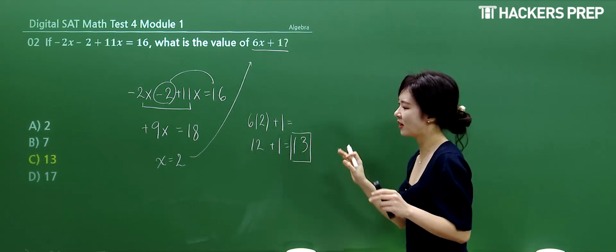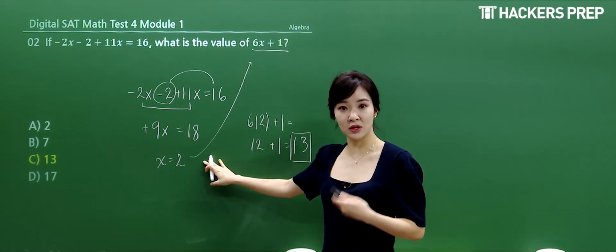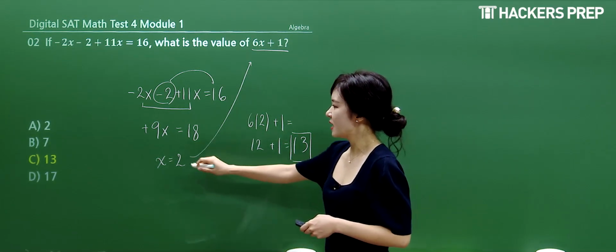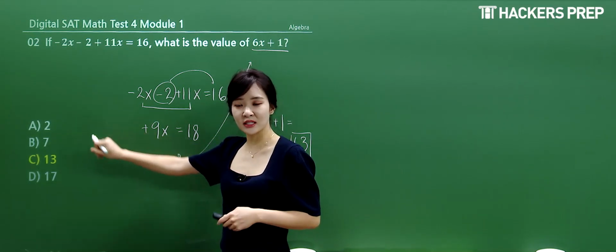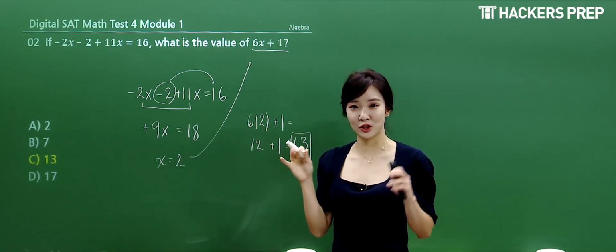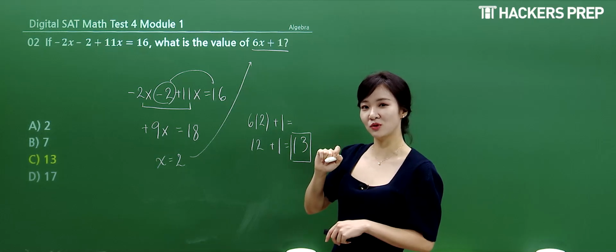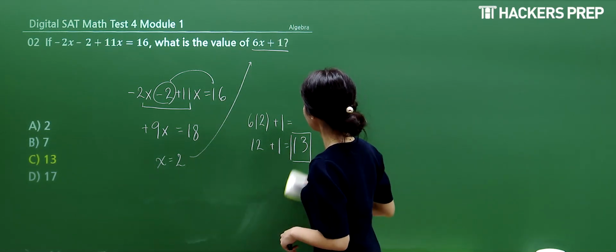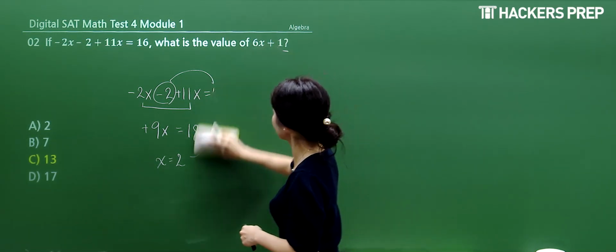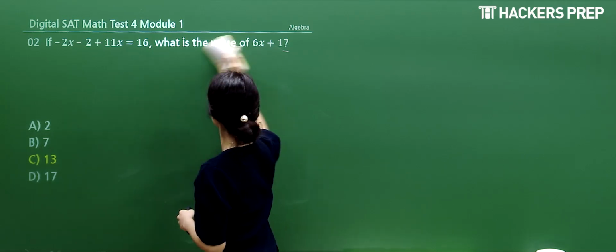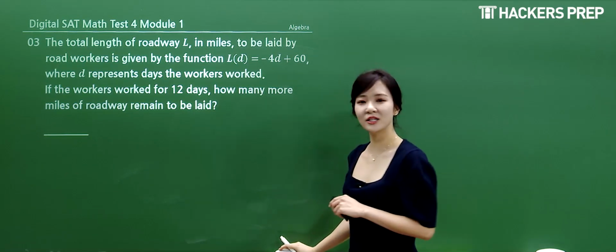So be careful, because sometimes in the middle of solving for these steps, such as an x value of 2, they might include it as a trick answer in the options. So really watch out for what the question is really asking in the end. On to question 3.